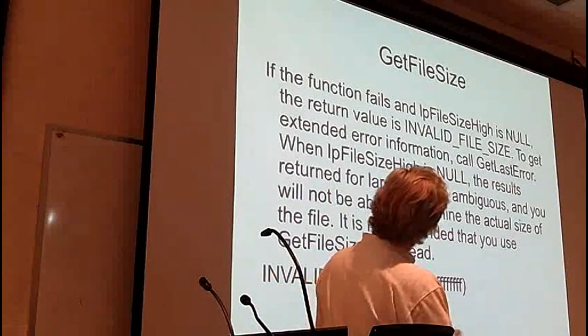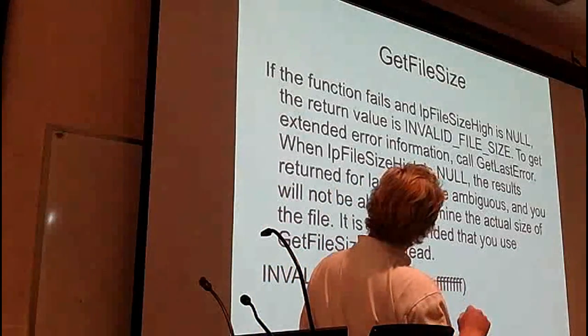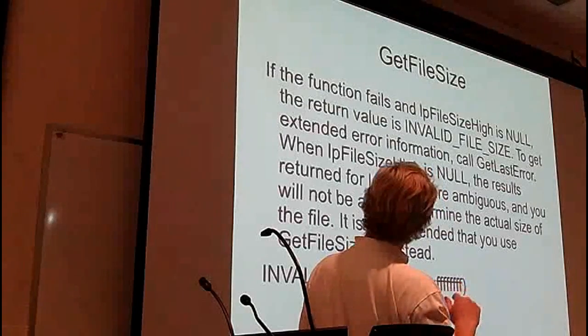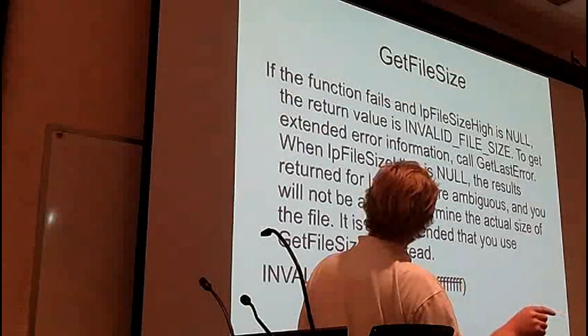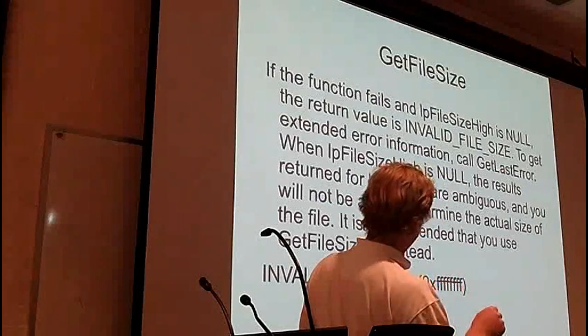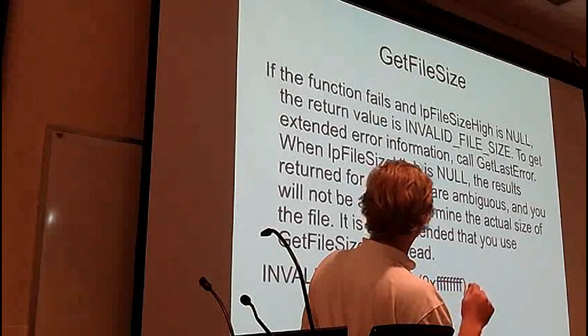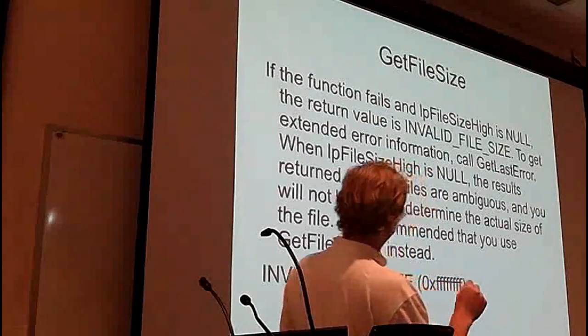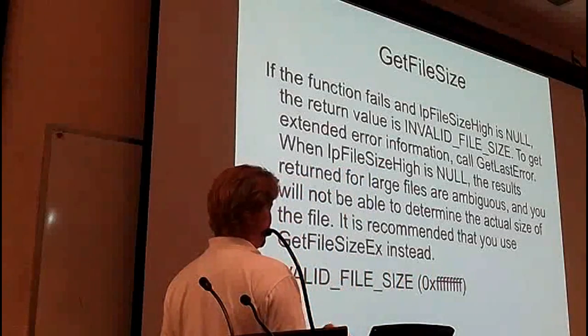If the function fails and lpFileSizeHigh is null, the return value is INVALID_FILE_SIZE. To get extended error information, call GetLastError. When lpFileSizeHigh is null, the results returned for large files are ambiguous, and you will not be able to determine the actual size of the file. It's recommended that you use GetFileSizeEx instead.